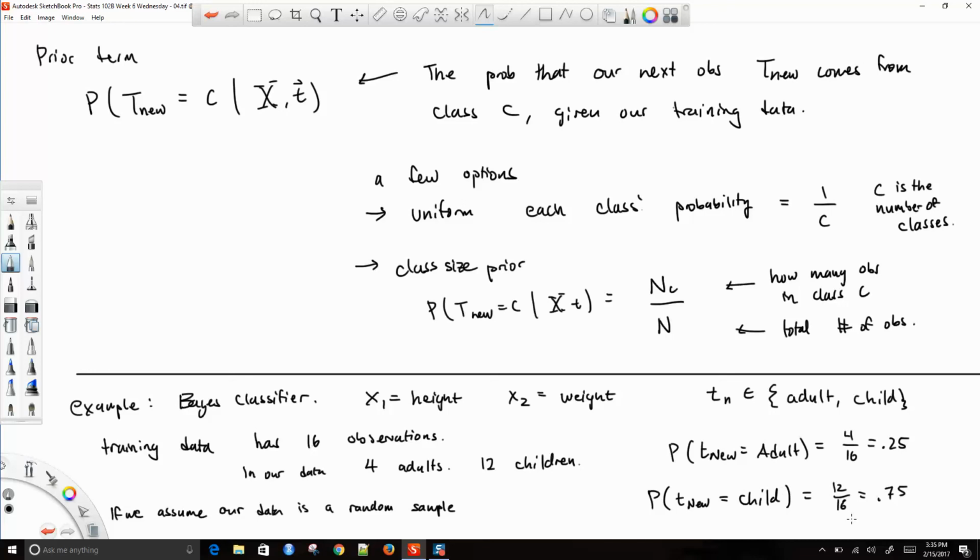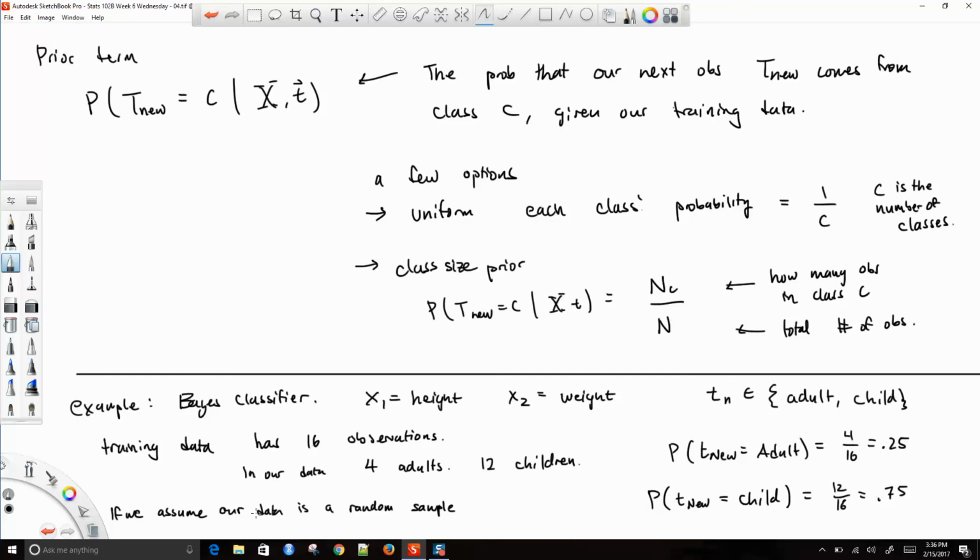Okay, now obviously if you know that your training data is not representative of what your future observations are going to be, then you'll want to take that into account and modify these probabilities. But if we're assuming the observations that exist in our training data are representative of future values we might see, this makes sense. Okay, so that's what we use for the prior term.